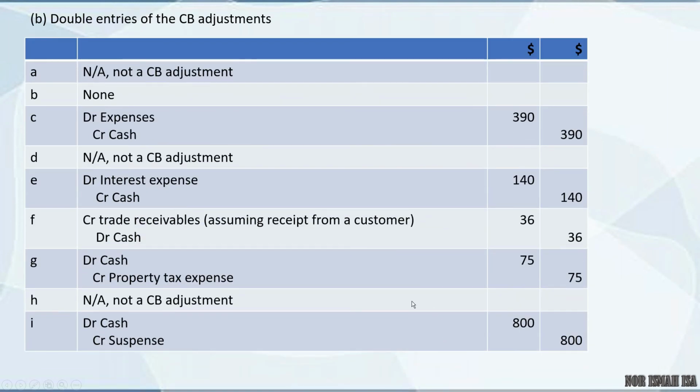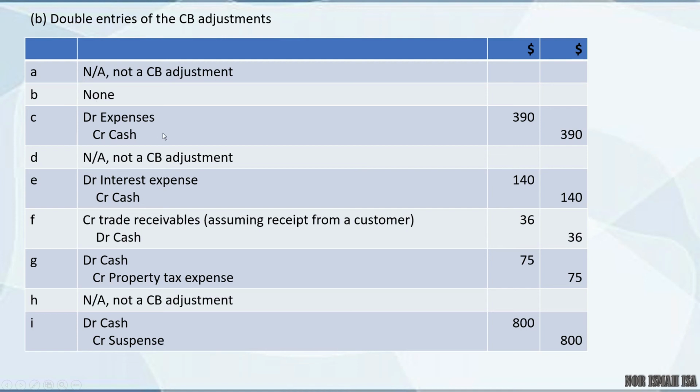So this is double entry for the cash book adjustment. For double entry, you just do the entries related with the cash book adjustment. For A, this is related with the bank statement. It appears in the bank statement, so we do not need to do an entry for this one. And this is because of the undercast, the entry is already correctly recorded, so no need to do adjustment.